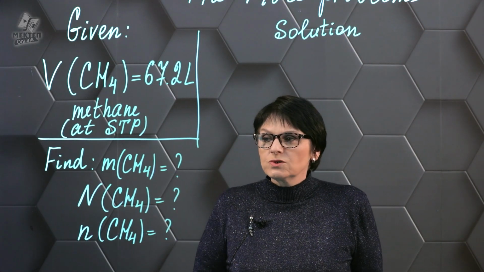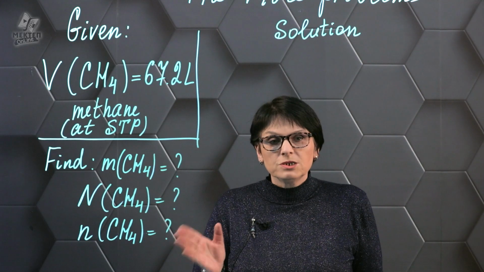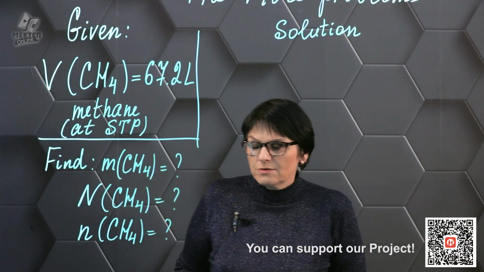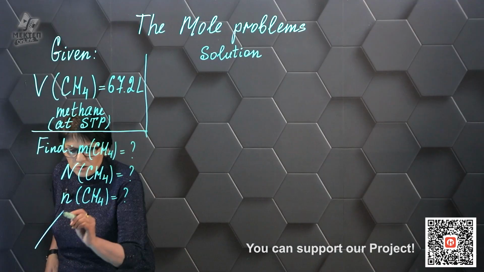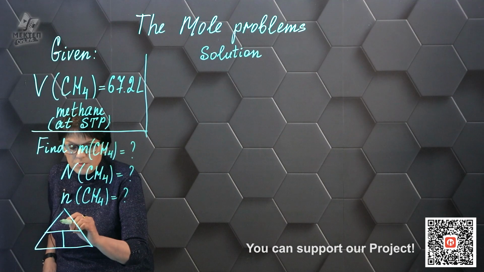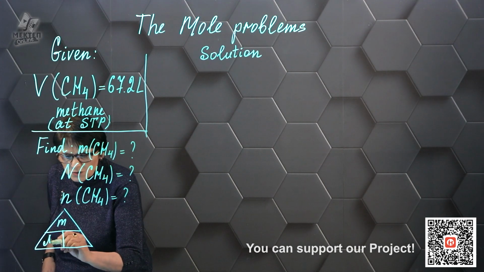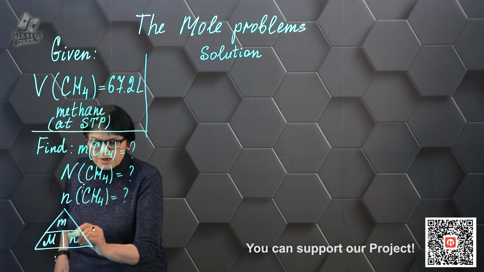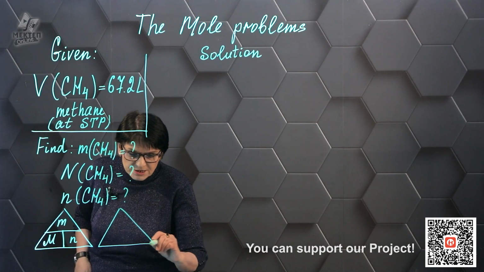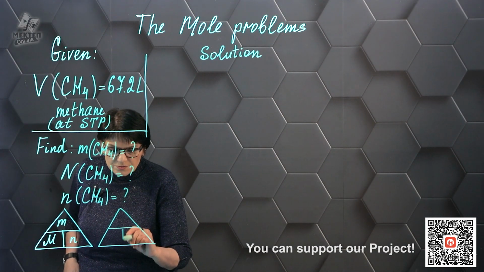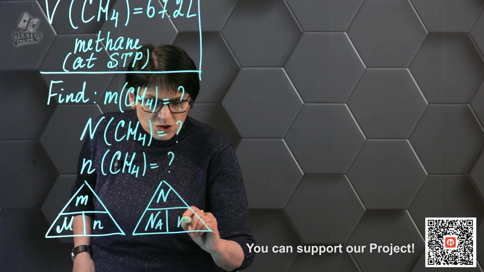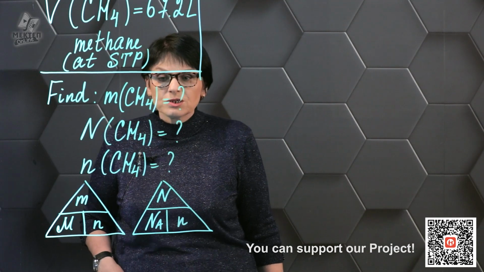In this case, we need to find the mass of methane, the amount of methane matter, and the number of particles. Well, first, let's remind ourselves that we have formulas that allow us to do this. To find the mass, the formula relating molar mass to the amount of matter works. To find the number of particles, we need to use the formula N is equal to Na, in this case also multiplied by the amount of substance.